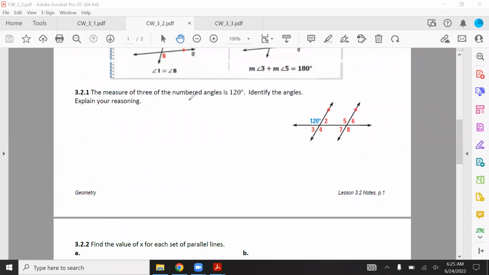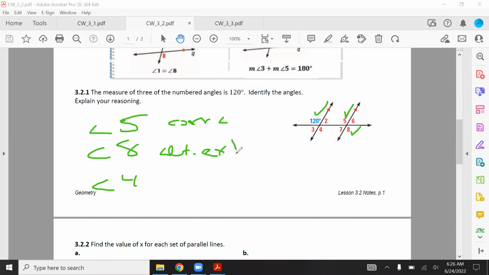The measure of 3 of the numbered angles is 120. Identify them. Well, here's 120. Definitely 5. Definitely 8. And definitely 4. For 5, that's because they're corresponding angles. For 8, that's alternate exterior angles, because 120 is on the exterior, and so is 8, and the alternate. And for 4, that's going to be vertical angles. Vertical angles are also congruent, right? Because 4 is opposite of 120.